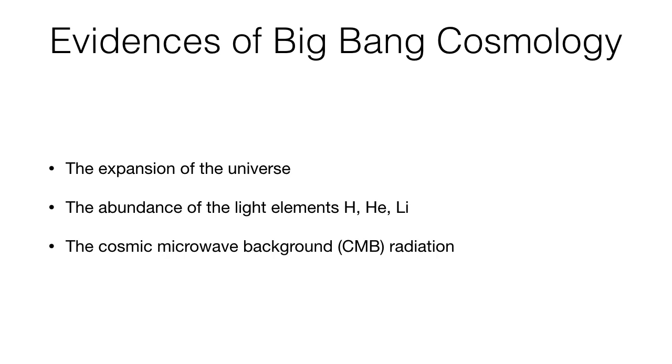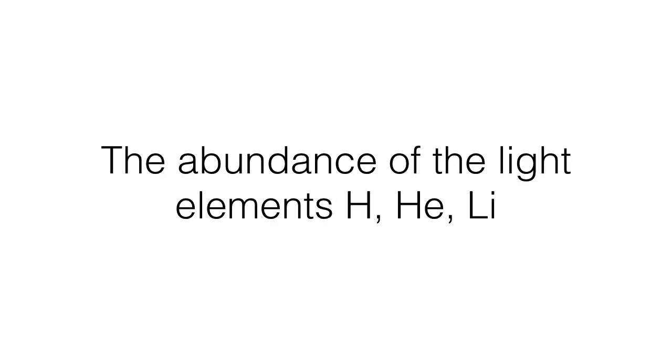We talk about how in the initial universe, the universe is very simple. Most of the elements that were formed during the nucleosynthesis stage are hydrogen, helium, and lithium. So can we verify that? We can look at the abundance of these light elements, hydrogen, helium, and lithium.